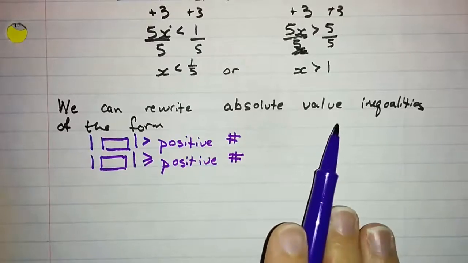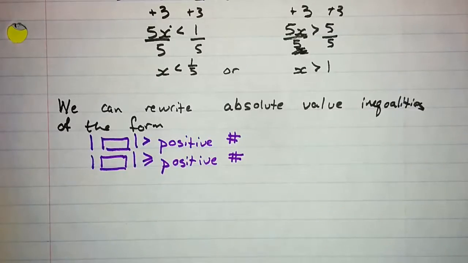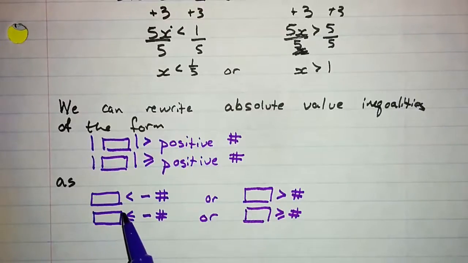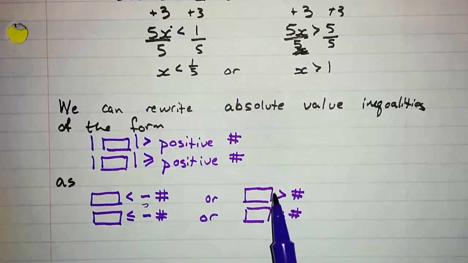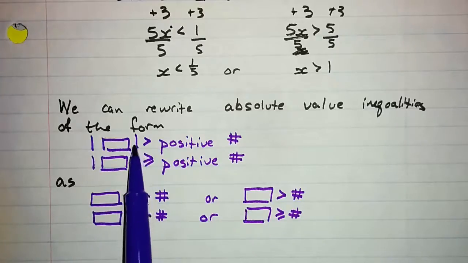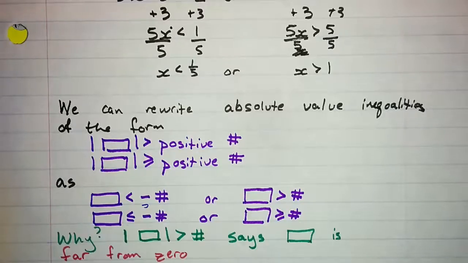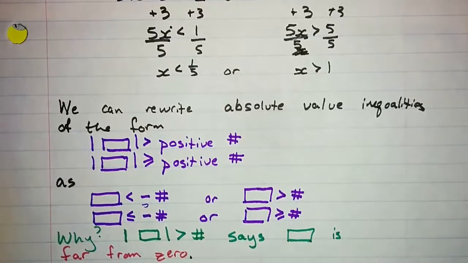We can rewrite absolute value inequalities involving greater than as compound inequalities that use or, where we say either our expression is less than the opposite of the number or our expression is greater than the number itself. Right? And again, if it's just greater than, we rewrite using less than and greater than. If it's greater than or equal to, we rewrite using less than or equal to and greater than or equal to. And again, why? When we say an absolute value is greater than some number, we're saying our expression is far away from 0. That can happen either by being a large negative number or by being a large positive number.